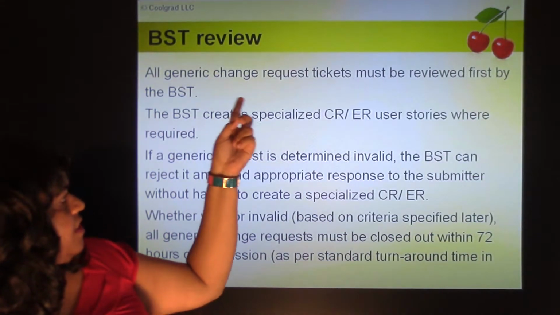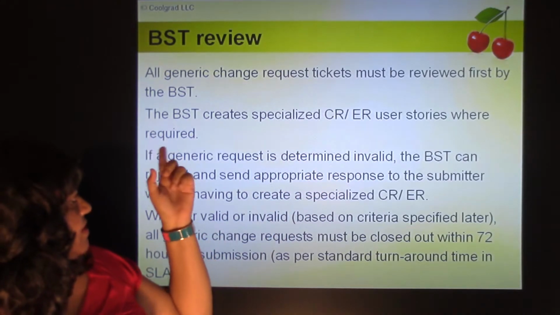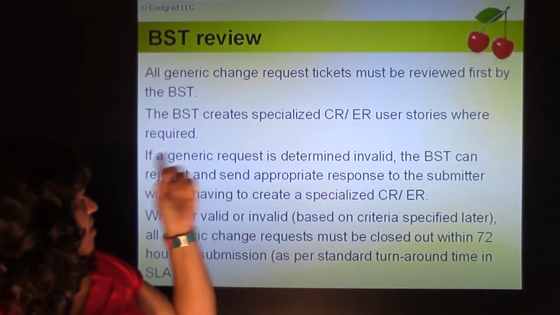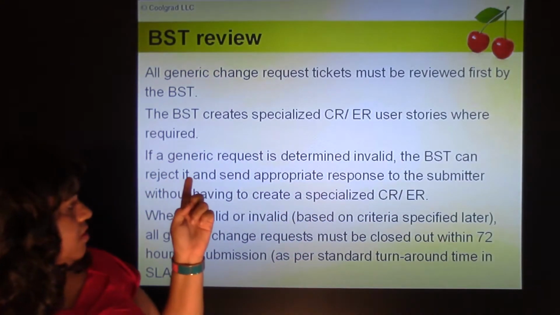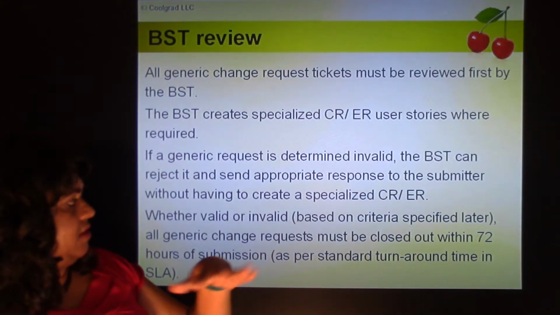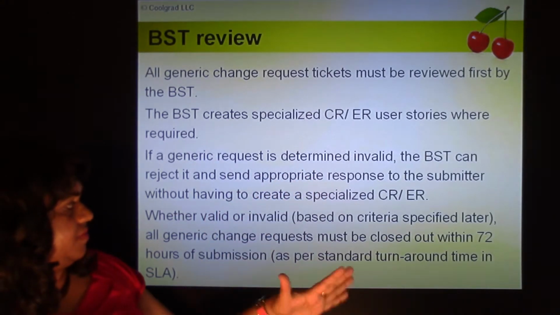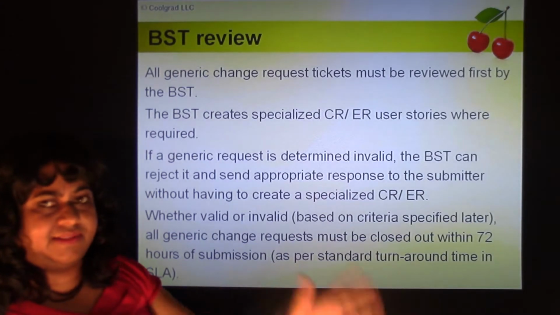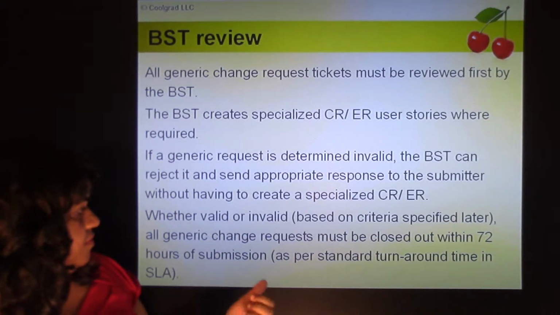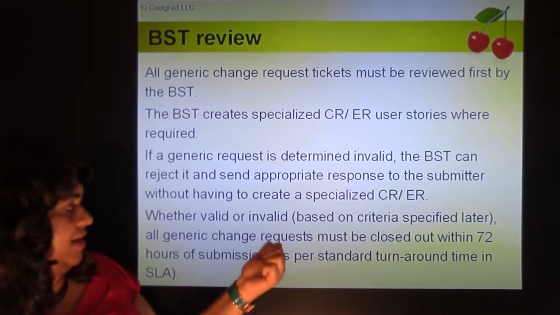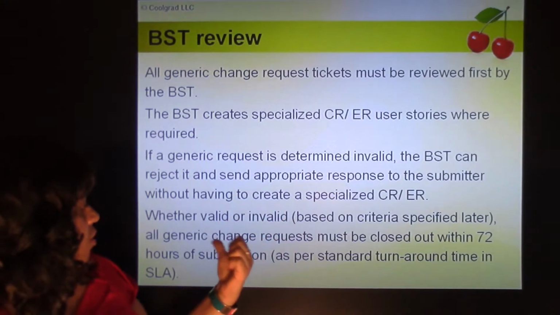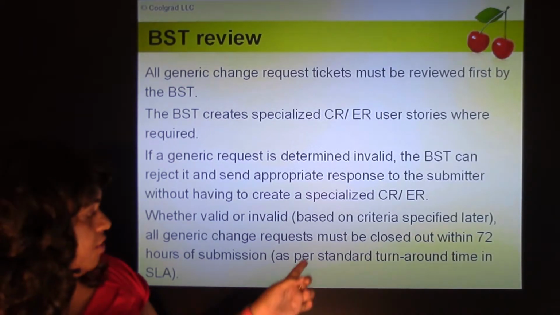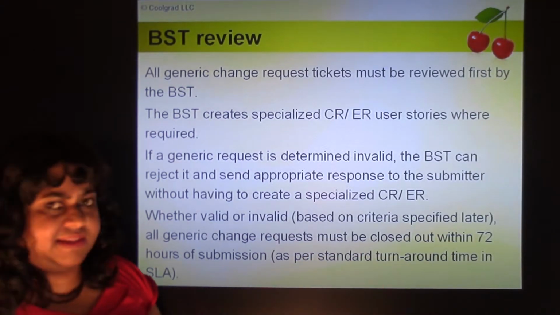BST review. All generic change request tickets must be reviewed first by the BST. The BST creates specialized CR, ER user stories where required. So if the generic request is invalid, the BST can send the appropriate response to the submitter with a reason. They have to say why it was invalid, and then they reject it. And whether valid or invalid, based on the specific criteria, all generic change requests must be closed out within, say, 72 hours of submission, or as per standard turnaround time in SLA.